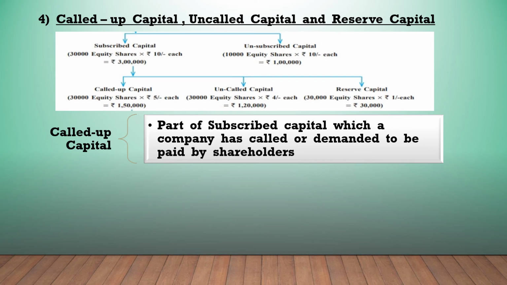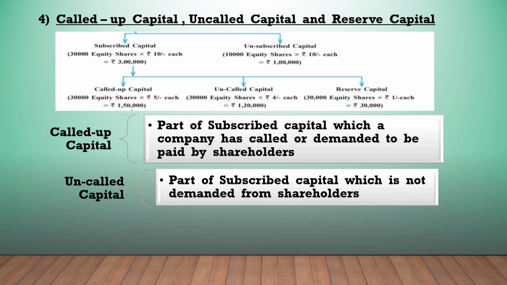Further, it can be seen that the company has not called rupees 4 per share on its 30,000 equity shares, thus making the uncalled capital amount to rupees 1,20,000. The company will be demanding this uncalled capital from its shareholders in the near future. Thus, it can be said that uncalled capital is that part of subscribed capital which is not demanded from the shareholders.